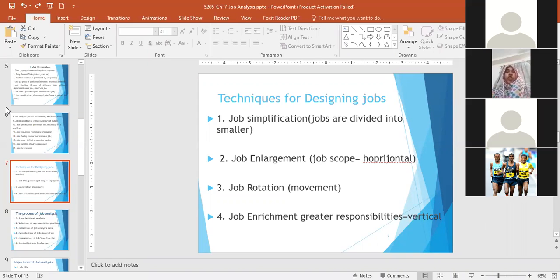So we already discussed all these things in our job terminology. Now we will discuss briefly the techniques of designing jobs. Which ones are under techniques? So number 1 is job specification.